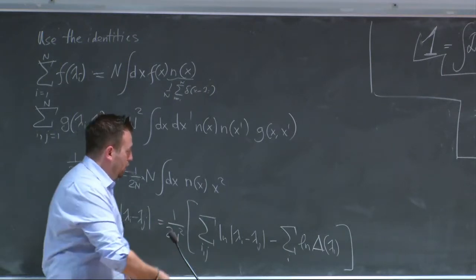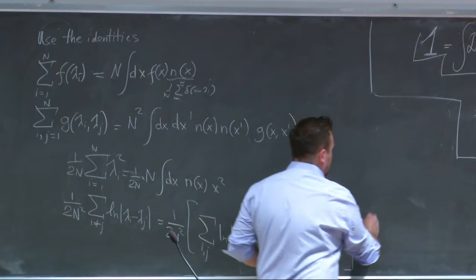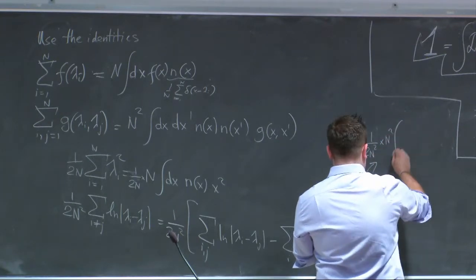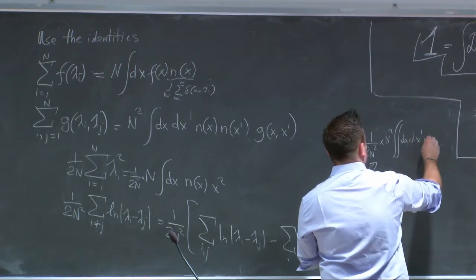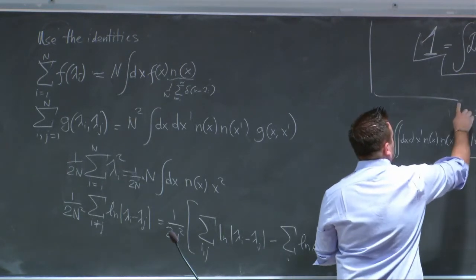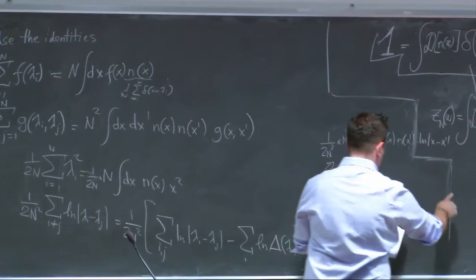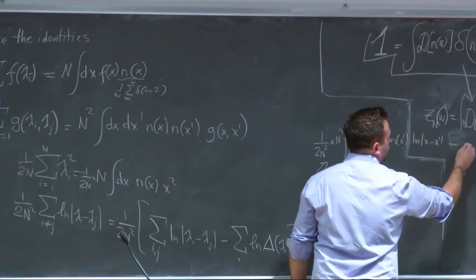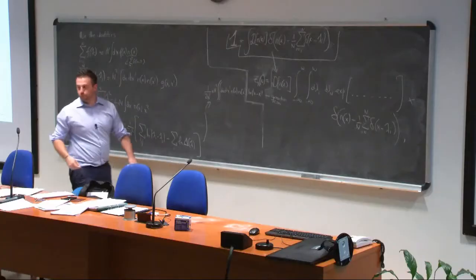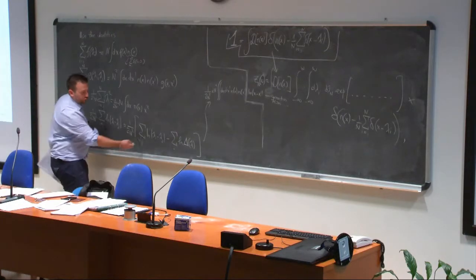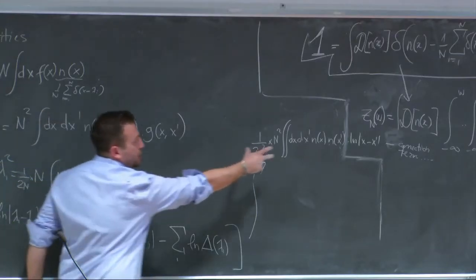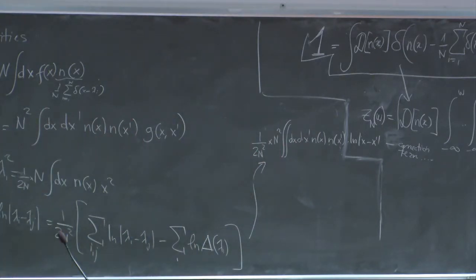So this object here will then become equal, using the second property, to 1 over 2n squared times n squared, double integral dx dx prime, n of x, n of x prime, times log of x minus x prime, minus a correction term that we can neglect. So I'm just considering this first bit here, and I'm just using the second property. Is that clear?